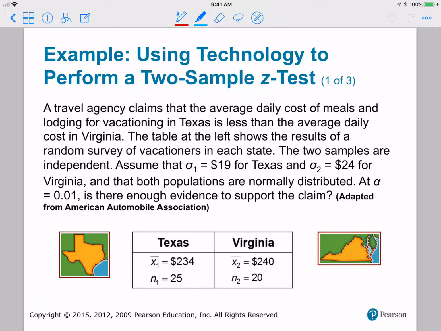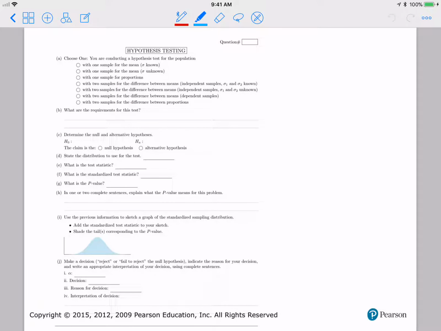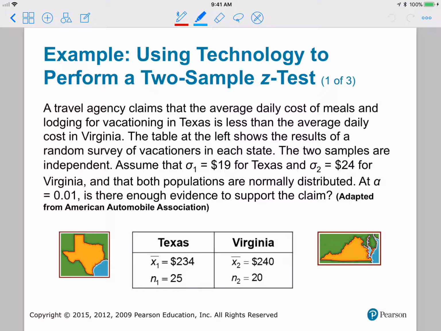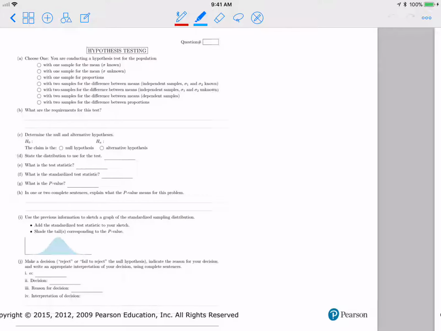For this example, we're not going to use the method of rejection regions. We're going to use the method of p-values. Okay, so take a moment to read the problem. You can pause the video. Okay, so our setup is going to be very similar. We are talking about the average daily cost of meals and lodging for vacationing in Texas versus Virginia.